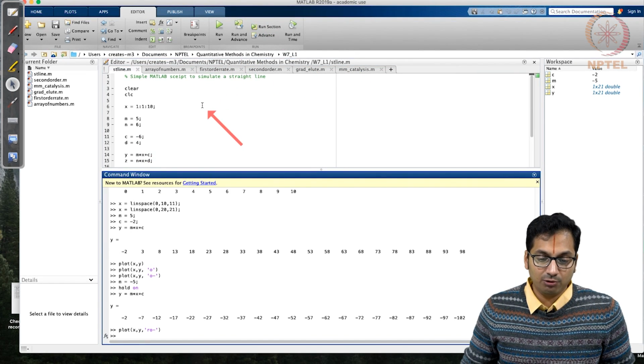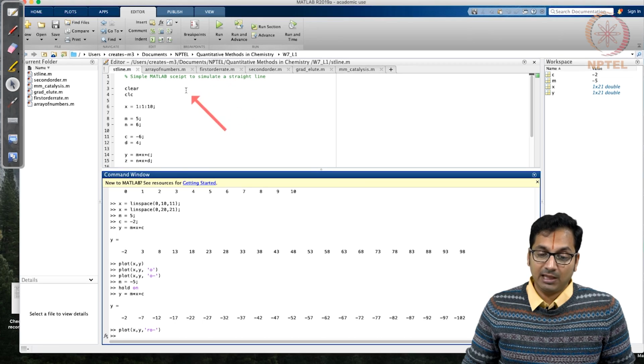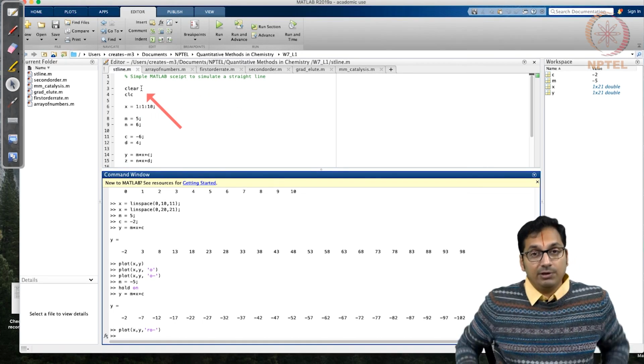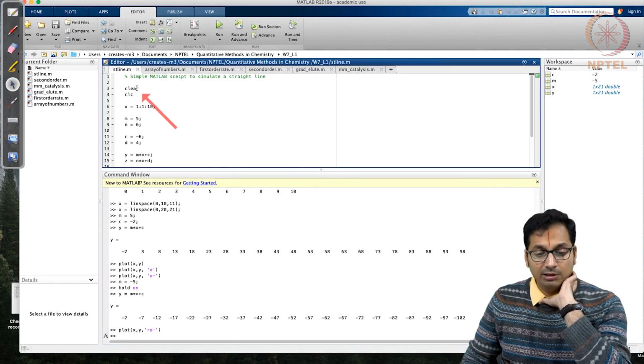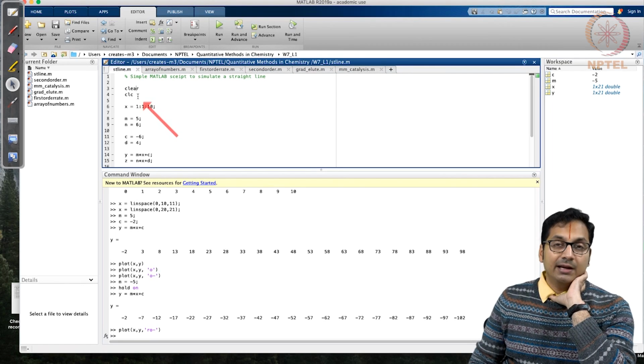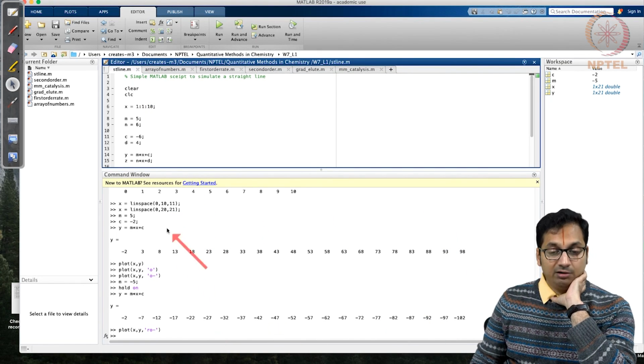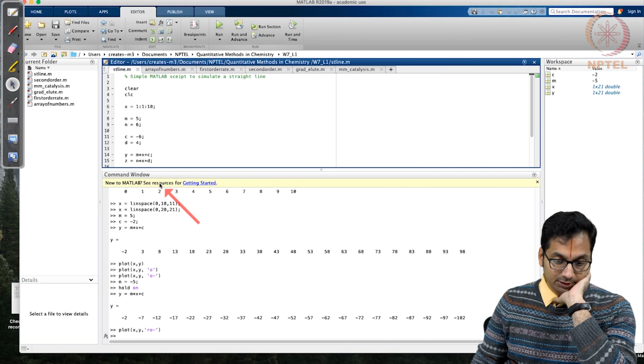I've already written a code here, and I'll go stepwise. So what are we doing? To start with, we are clearing all the variables, and then clearing the screen so that you don't end up seeing a lot of numbers that you might not want to see right now.